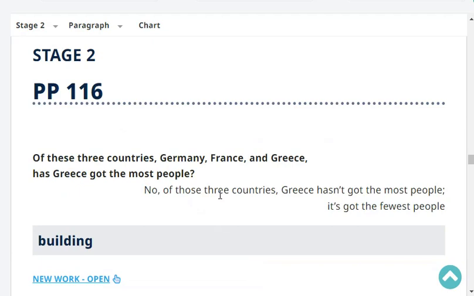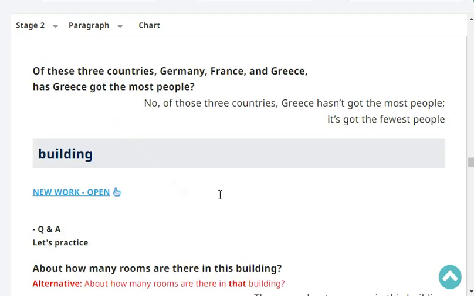Very good. Of these three countries, Germany, France, and Greece, has Greece got the most people? No, of those three countries, Greece hasn't got the most people. It's got the fewest people. Very good.